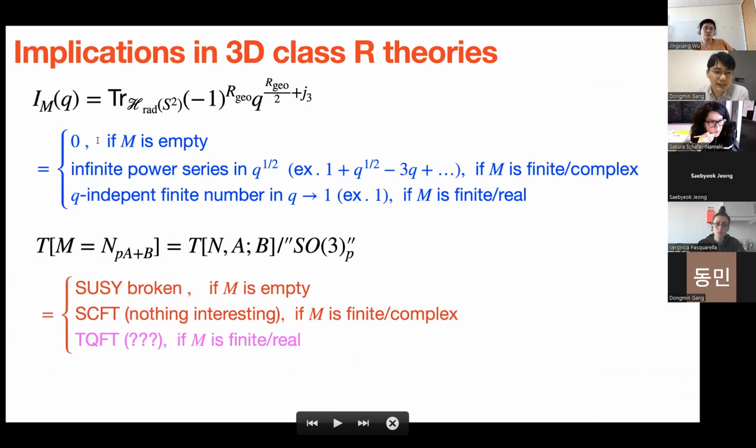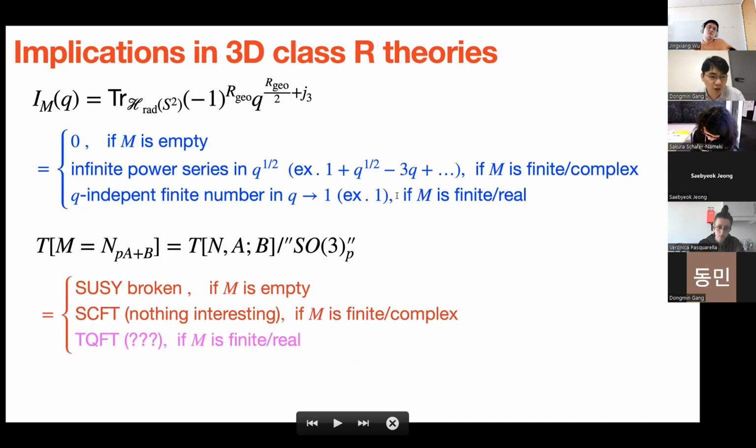So in these cases, for the empty case, we expect that this combined index becomes 0. When M is finite and complex, this is an infinite power series in Q to the half. When M is finite and real, we expect this is Q independent, and it actually becomes 1. So from this picture, we expect that the index becoming 0 is a signal that the SUSY is spontaneously broken when M is empty. And in the finite and complex case, we expect that this is just a CFT. Nothing interesting happens if M is finite and complex.